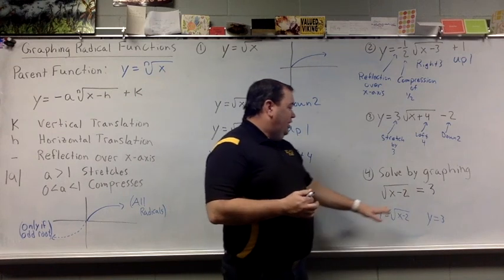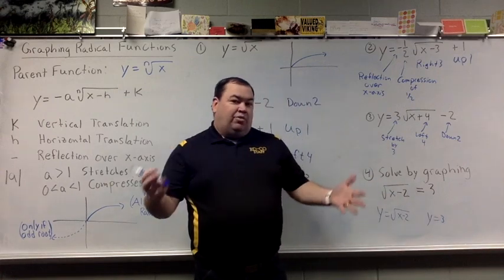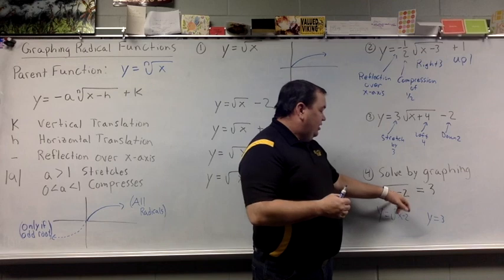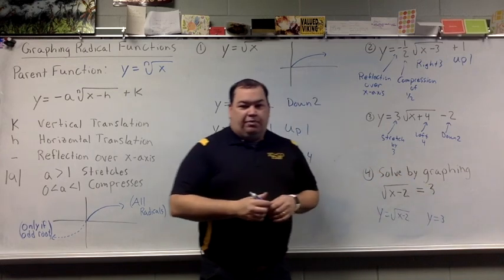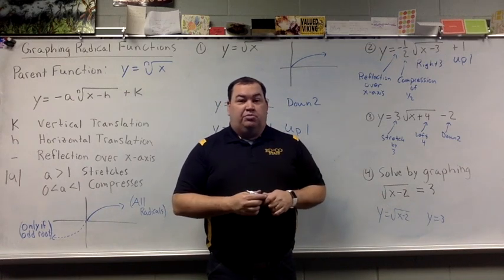But either way, I'm supposed to take a square root and get 3. The only way that works is if I have a 9. So x ends up being 11 because 11 minus 2 is 9, and the square root of 9 is 3. So a couple ways you can attack those radical problems.